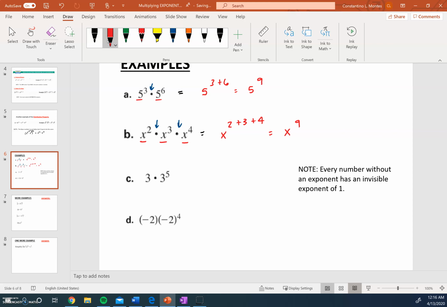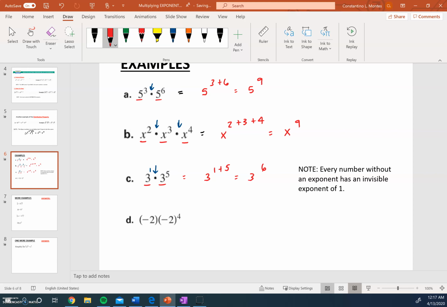Perfect. Now what about this one? I have the same base. I'm still multiplying. That's okay. I'm always going to check that. So I have 3 to the power of, wait a minute, this has no exponent, but it does, put a 1 right there, 3 to the power of 1 plus 5, which is equal to 3 to the power of 6.